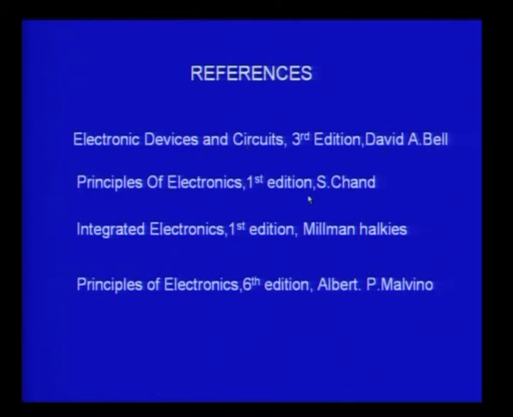And then Principles of Electronics by S. Chand, and Integrated Electronics by Millman and Halkias. This is a very exhaustive, very well written book and a wonderful textbook. And then the best book I would say is The Principles of Electronics by Albert P. Malvino. It is almost like a novel. You can read it and understand very easily very difficult concepts in electronics. With a lot of simple examples he explains the various concepts of the diode, the transistor, the integrated circuits and things like that.